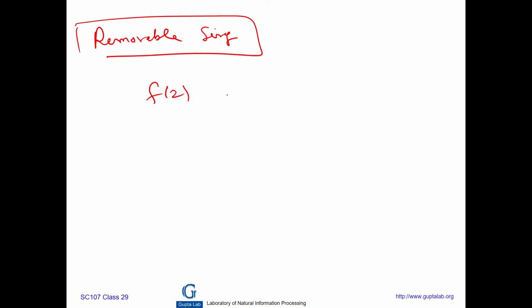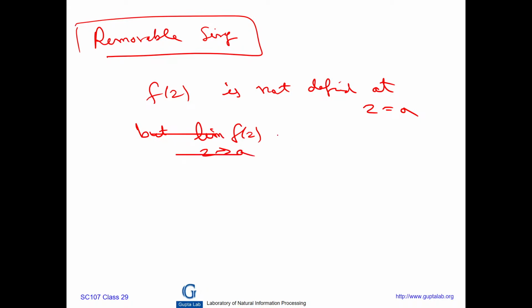Okay, I think other one was removable singularity, although I talked about it, right? Removable singularity, if f of z is not defined at z is equal to a, but limit exists, then a is called removable singularity. This is easy.